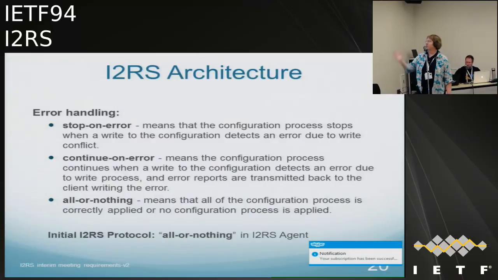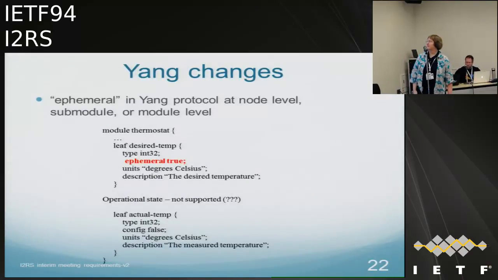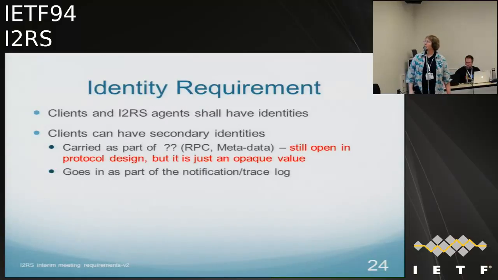Yang changes, ephemeral, good. Next, identity and requirements. I2RS agents can have identities, clients can have secondary identities. How it's carried is sort of an open issue, but it's considered one of the issues that are still open even in the presentation we have here. So it could be carried as metadata, it could be carried as other data.